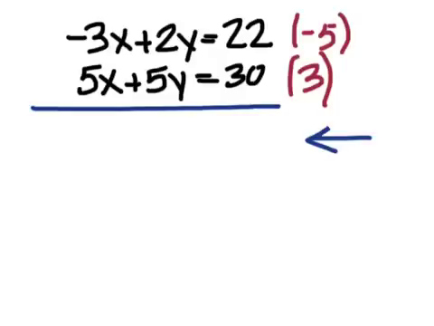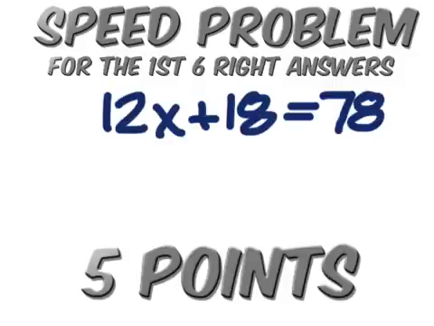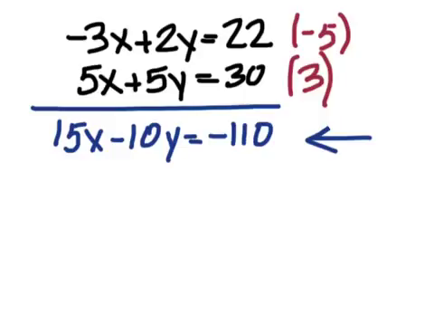So now you have to multiply the top one by negative 5 and bring me that equation. Bring me the first equation after you multiply it by negative 5. This one goes to the first 6. Answer to this one should be 12. Here's another one to the first 6. Answer for this one is 5. And for the practice problem, you should have 15x minus 10y equals negative 110.